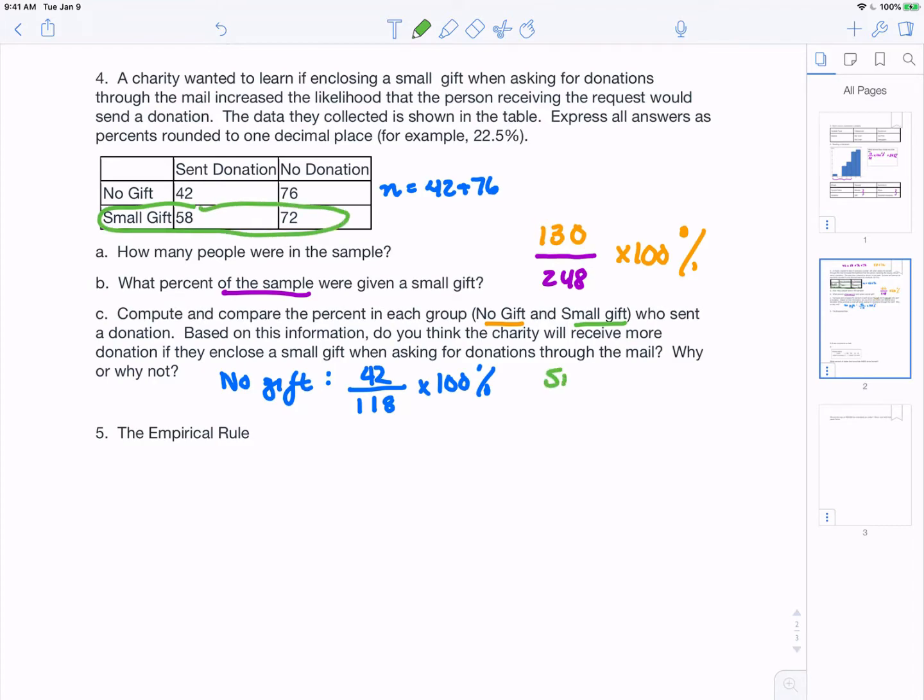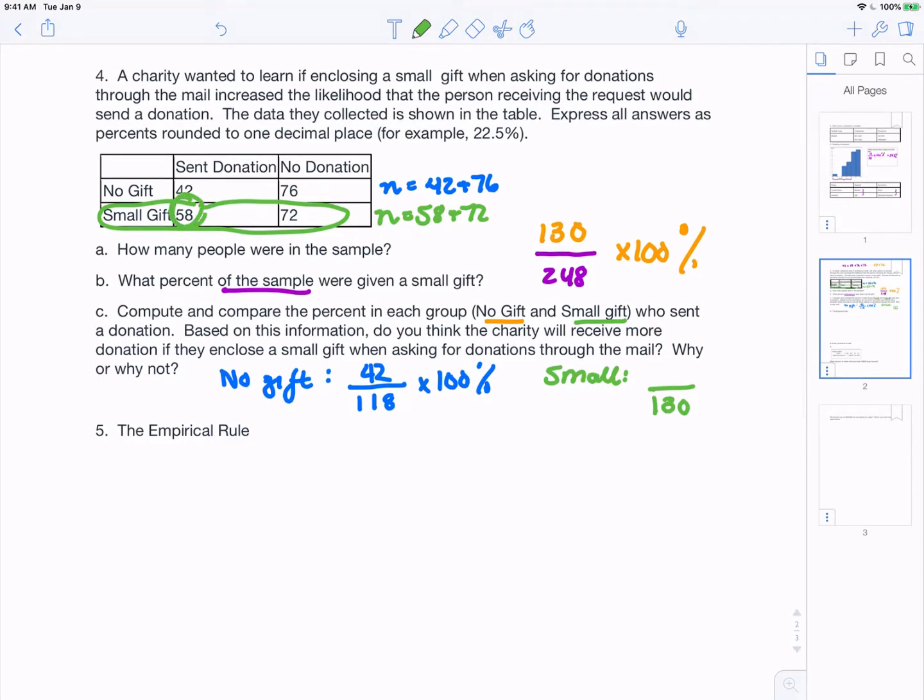So for the small gifts, in this example, the total sample size would be 58 plus 72, or in other words, 130. And of those, 58 sent in a donation. And so what you would need to do in this problem is compare those two percentages and then decide based on those percentages if you think sending a small gift is effective.